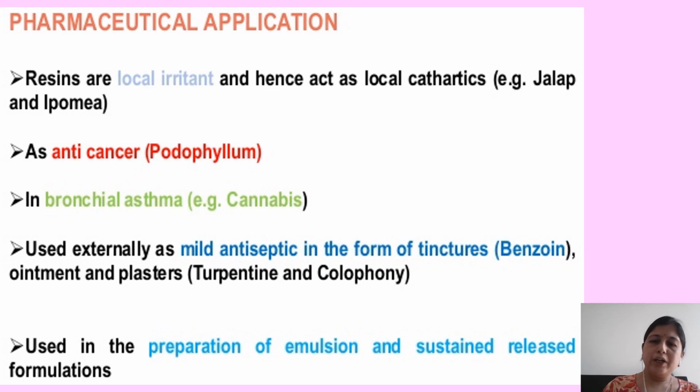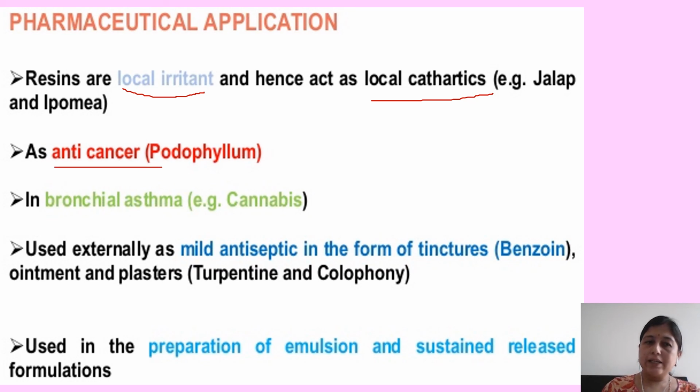What are the pharmaceutical applications? So we studied about the resins, but what are the general uses of resins? I'll tell you that they are very diverse in nature, from excipients to anti-cancer agents. All these types of resins are available. The first example is local irritants, for example jalap and ipomoea. They act as local cathartics. They cause irritation in the GIT and this leads to the cathartic action.